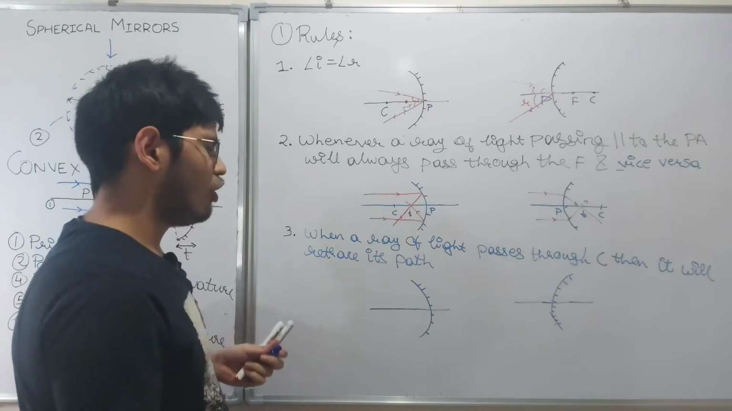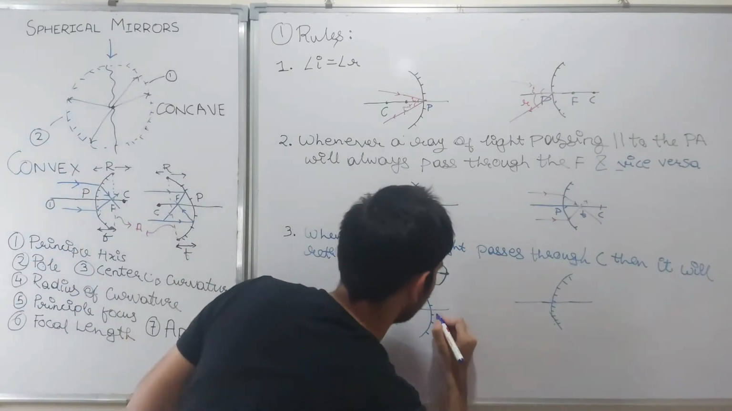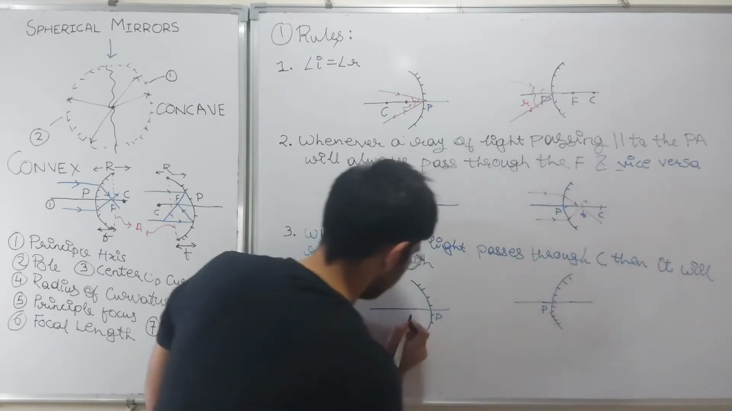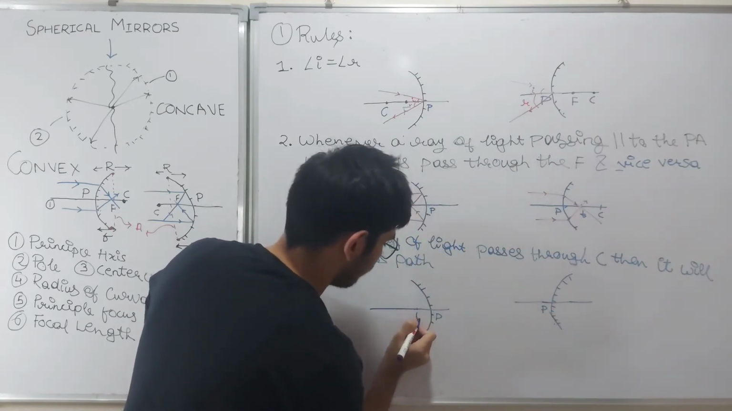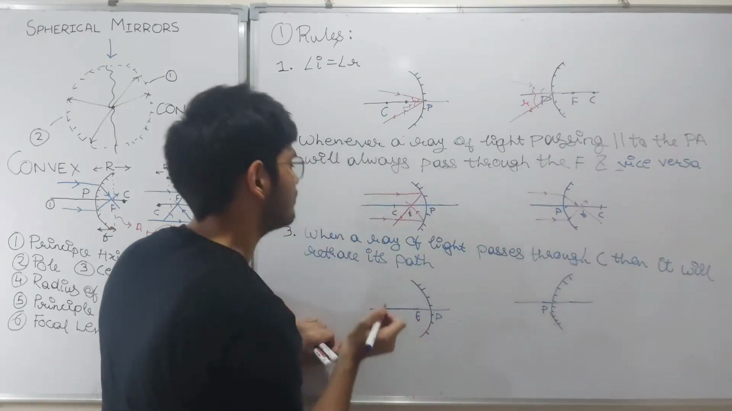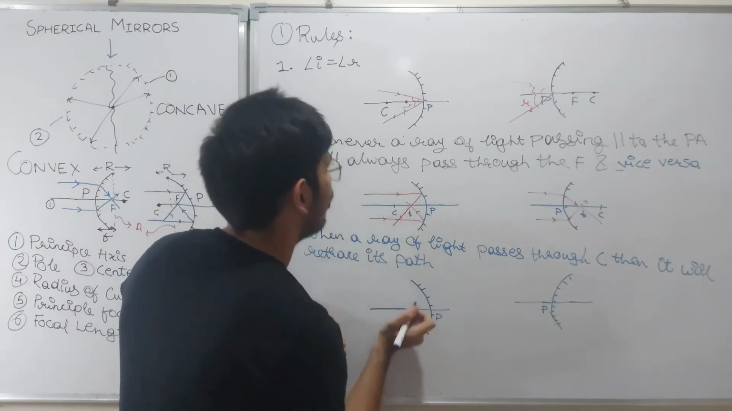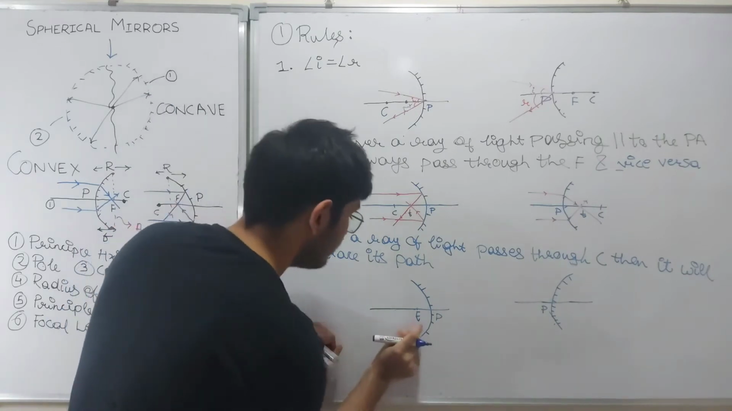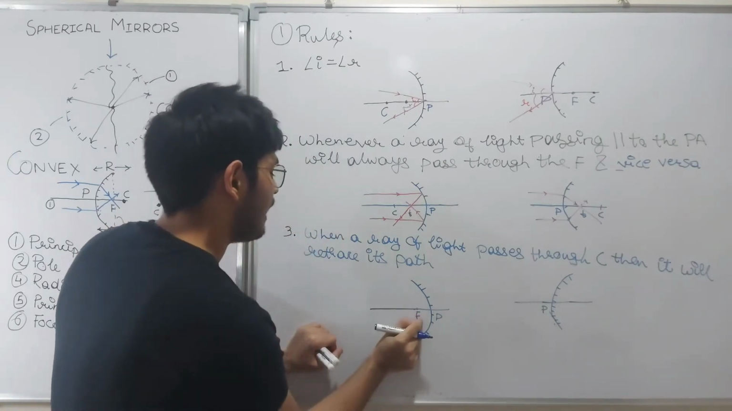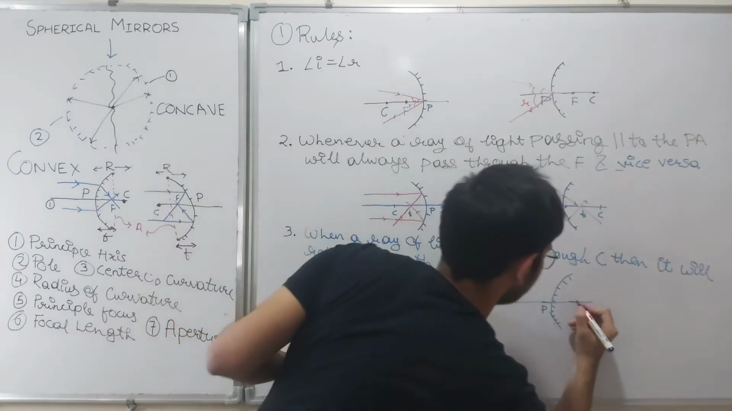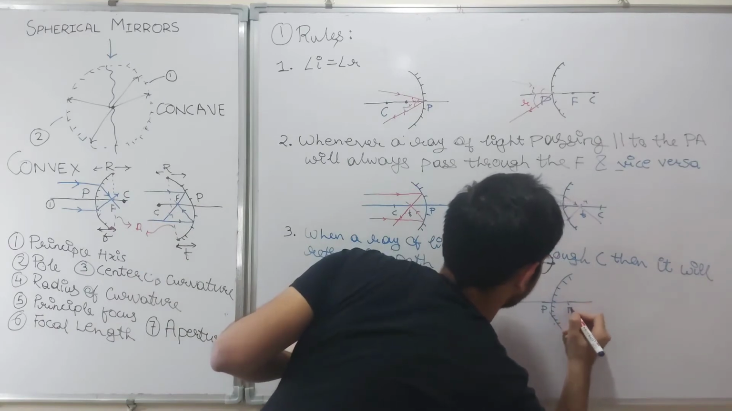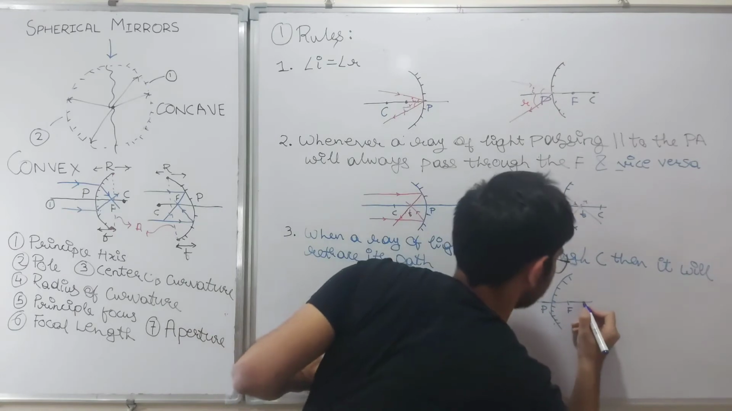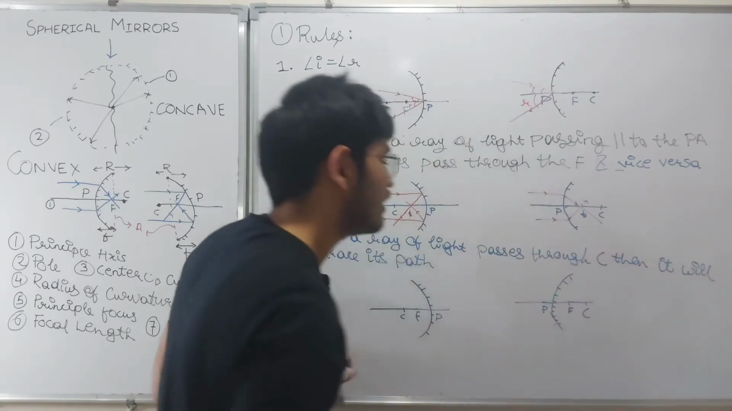Now what will we mark? We have to mark the pole. Here is the pole. Here we are getting the focus, which I am representing by capital F. Somewhere I have taken capital F, somewhere small f, but in this case I am representing it by capital F. Here also we are getting the focus, represented by capital F. Here we are getting the center of curvature somewhere over here.